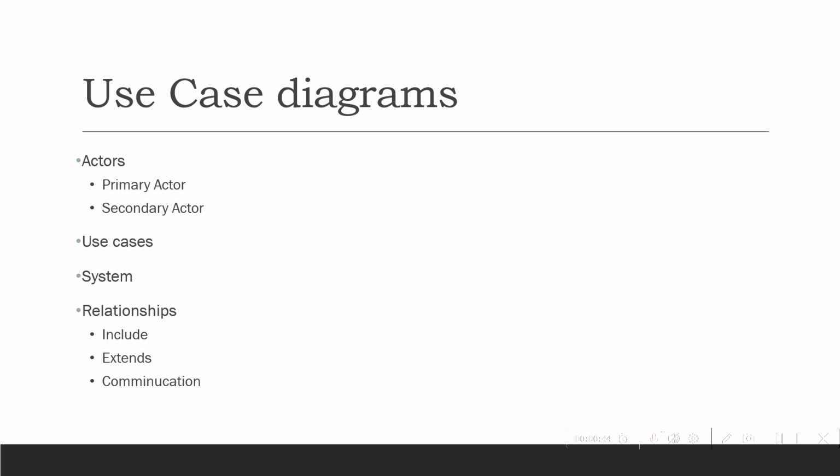Then you have the use cases. The actual use cases of the system will be represented by ellipses in the diagrams. Then you have a system. The application itself is a system, or the software which you are writing is a system. That is represented by a rectangle box, which will include all the use cases. Then you have relationships between these different components. Let's look at them step by step.